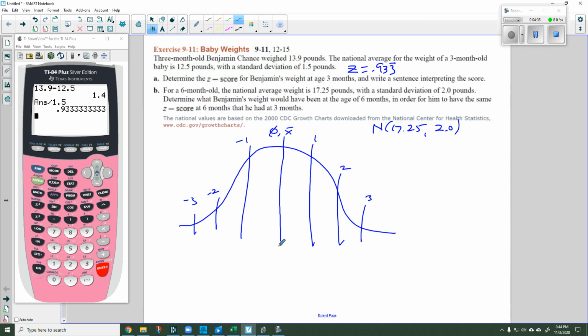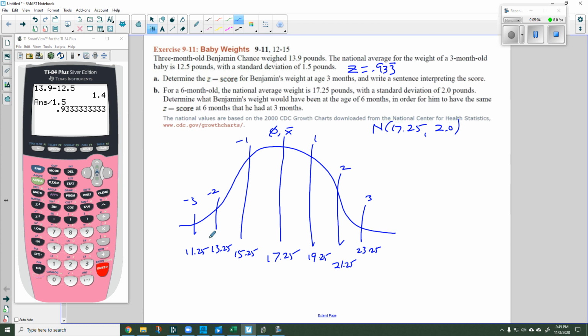And I know my mean is 17.25. And my standard deviation is 2. So that would make this 19.25, 21.25, 23.25, and going the other way, I have 15.25, 13.25, and 11.25. Okay.